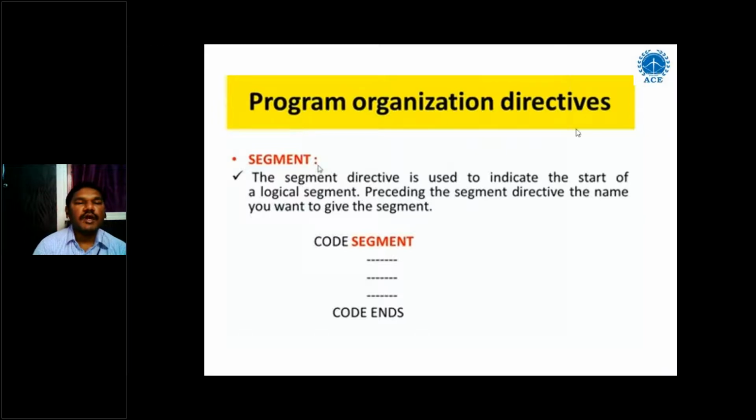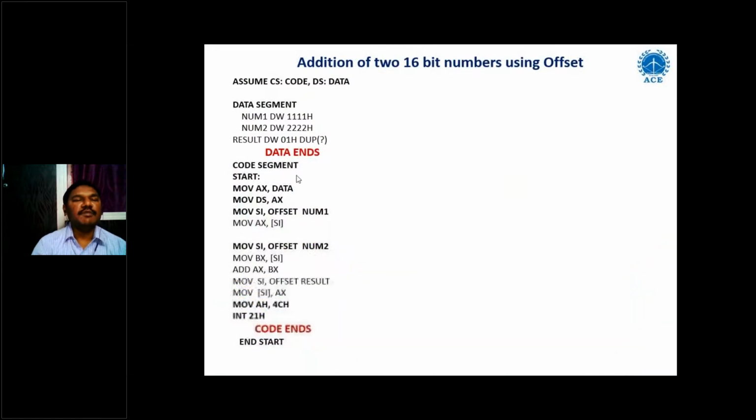Right. You see here, one more next one is program organization directive. This program organization directive is about how to organize the program. Every program can be organized into 3 parts. I told you: assume statement, data segment statement and code segment statement. Here the data segment is ended by data ENDS and the code segment is ended by code ENDS.